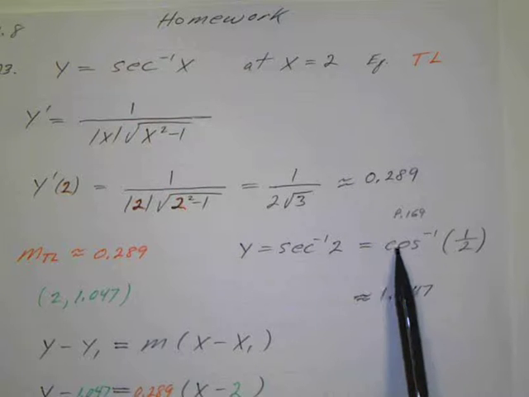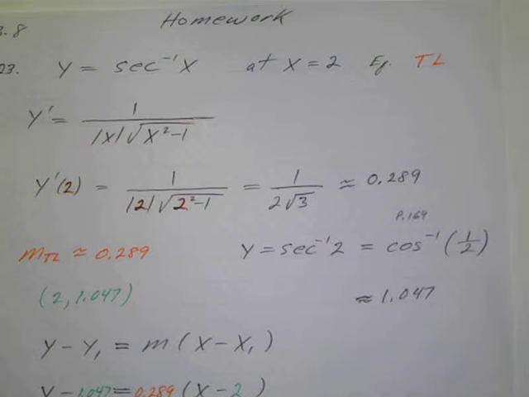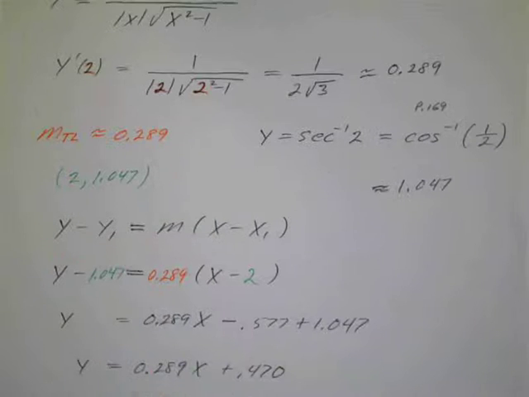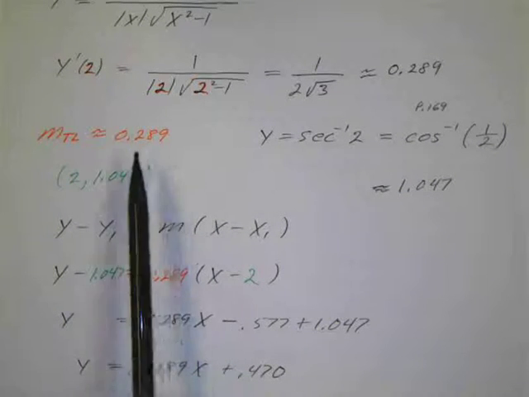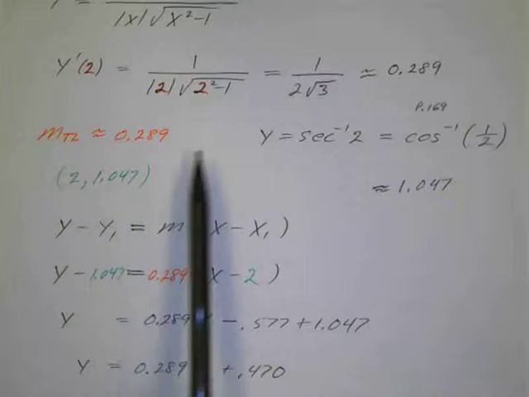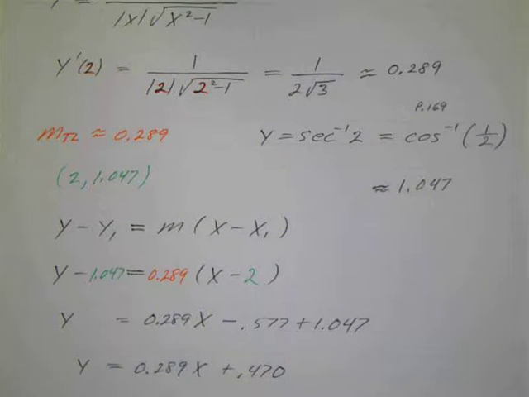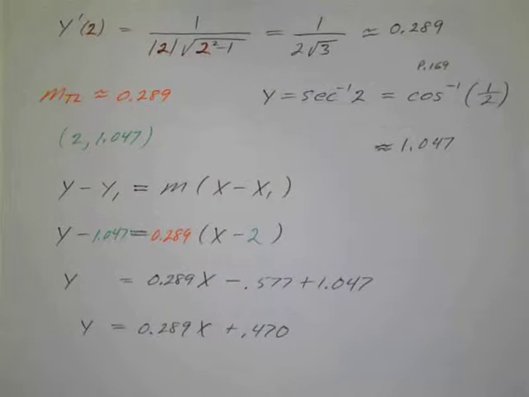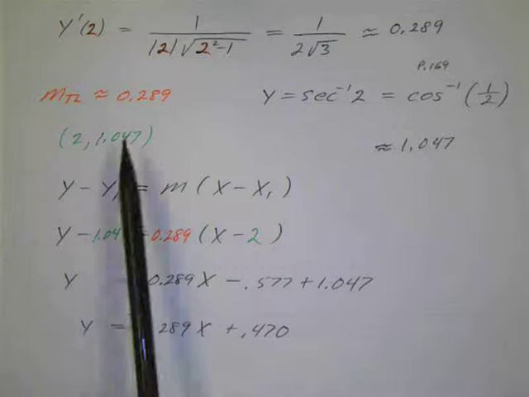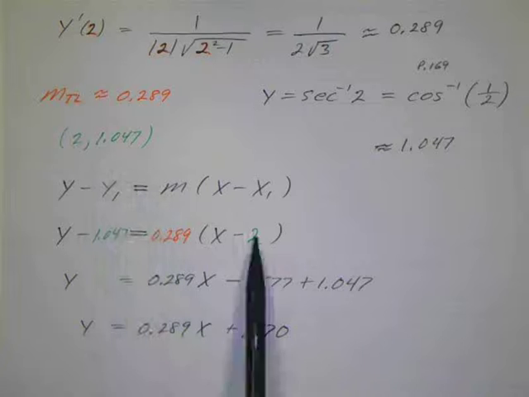And all I do is take the inverse cosine of 1 over 2, which is 1/2, and then we get 1.047. So that's my y value. So this is my slope, given by the derivative evaluated at 2. And this is my x value, which was given. This is my y value when I put the x value back into the function. And we just use our point slope form: y minus y1 equals m times x minus x1. So y minus y1, this is our y1, equals m times x minus x1.